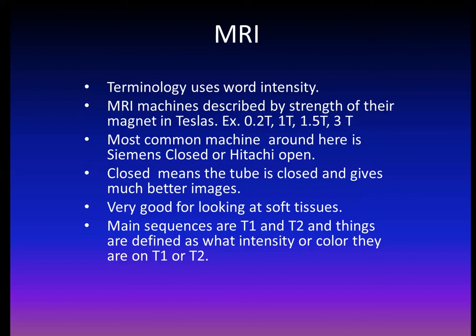The most common machines around here is the Siemens, and I put that closed versus a Hitachi open, and I'll show you a picture in a minute. But a closed magnet requires you to go into this bore. It's kind of a tube that you're going to go inside, and it's going to take the images that way. Whereas the open magnet is for patients that are claustrophobic, and so that's going to give you a lot bigger open space, so it's not going to make you as claustrophobic.